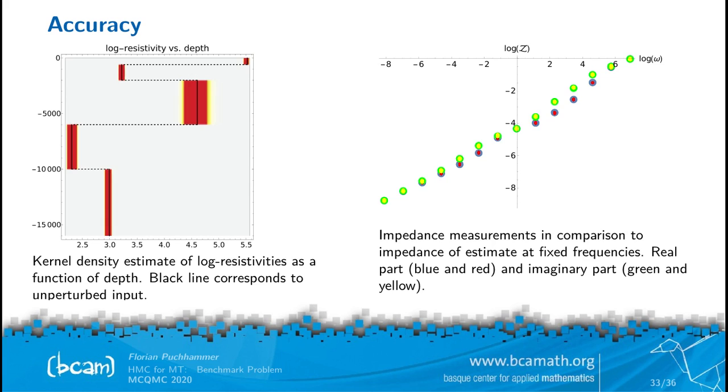On the right-hand side, I put the impedance values on a logarithmic scale as a function of the frequencies at which we measure. The big dots are the impedance values that we measured, so those are the input values, and the small dots are what we get from our sampling. Blue and red are for the real part, green and yellow for the imaginary part, and we see that in terms of impedance we're even more sure about what we sample.